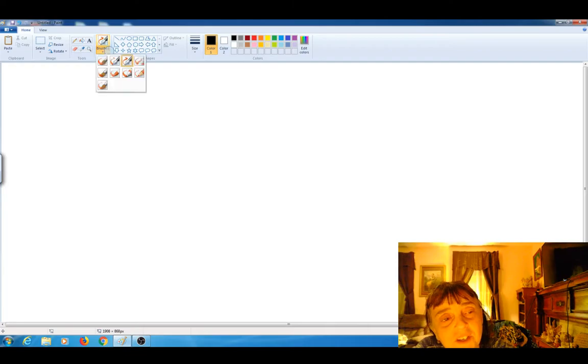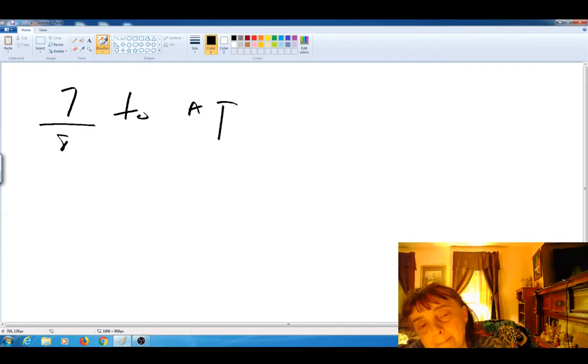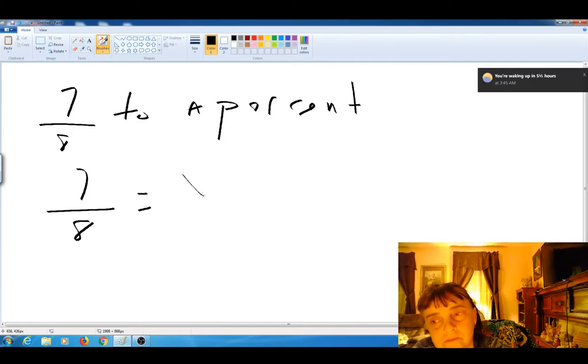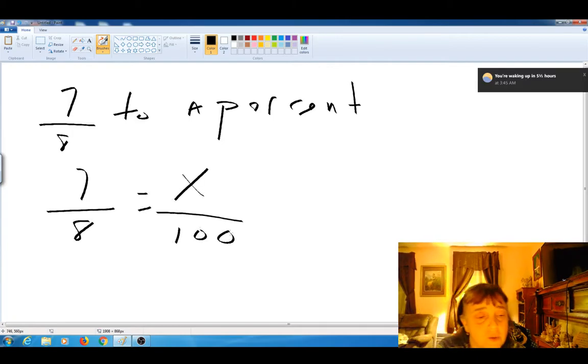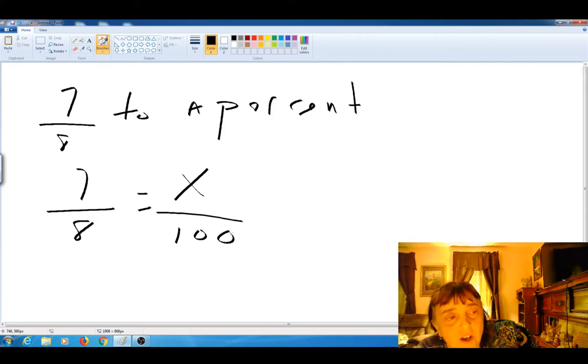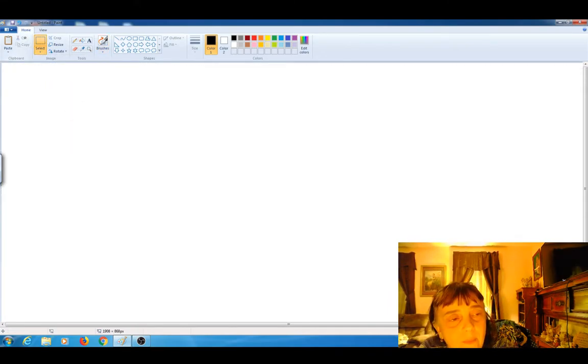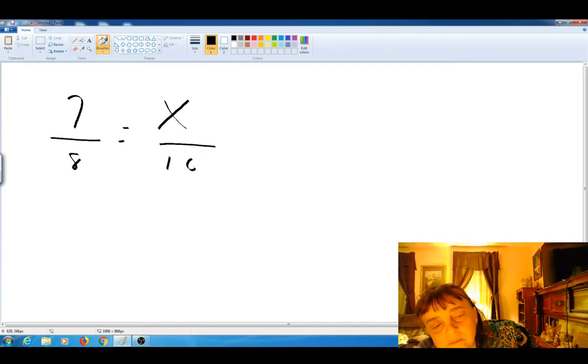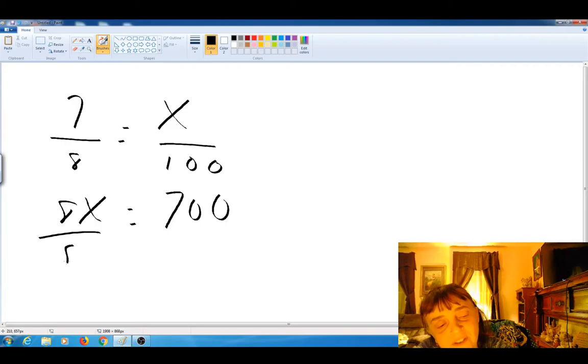Okay, now another way to convert 7/8 to a percent: write x over 100. 7 over 8 is x over 100. So 8x is 700. Divide both sides by 8. So what's 700 divided by 8? 87.5.